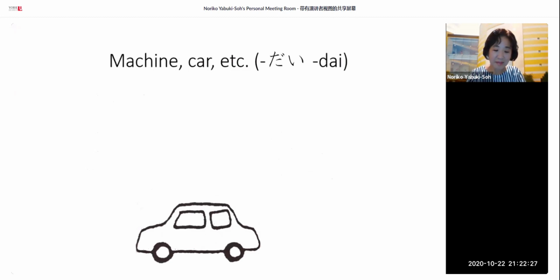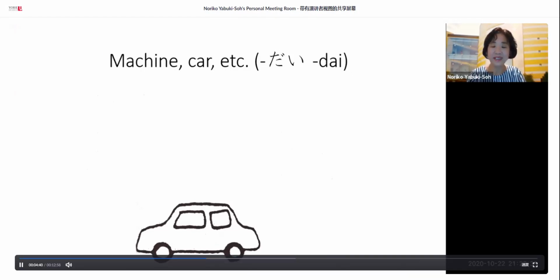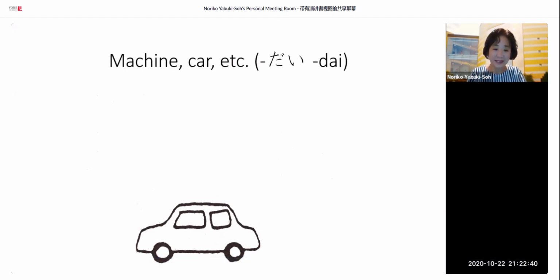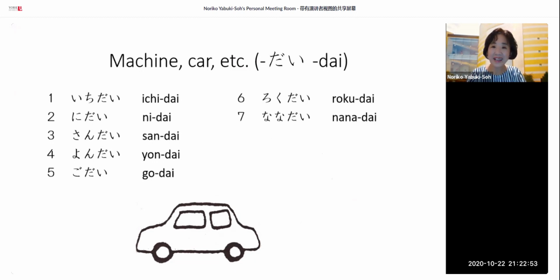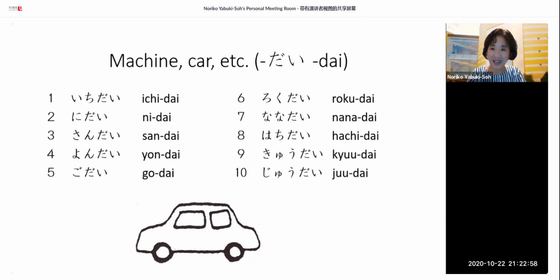For big machinery or cars and things, 台 is used. There's no exception. There's no irregularity both in numbers and counters. Same as 枚. Okay, so one car would be 1台, 2台, 3台, 4台, 5台, 6台, 7台, 8台, 9台, and 10台. How many would be nandai. No irregularities. That's the beauty of mai and dai.